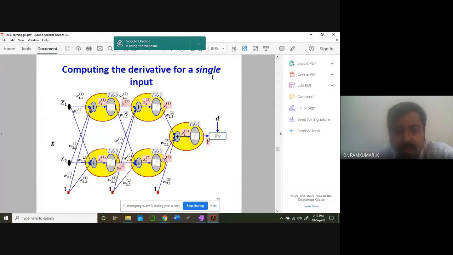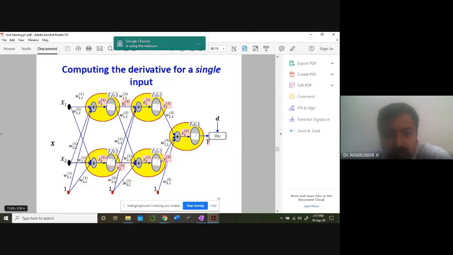So now computing the derivative for a single input. For a single input, you're going to compute the output. This output, we call it the divergence. Okay, so here the cost function is there. We would like to minimize the cost function based on this divergence factor. Is it all right? What do you understand from the slide? Anyone? Can you explain the slide? What is your understanding?